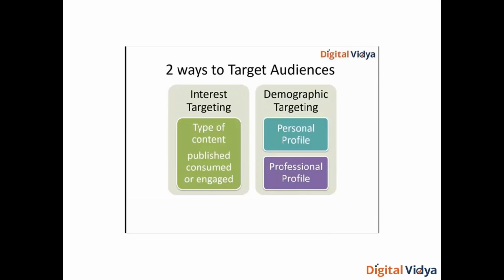So there are two ways to do audience targeting. First one is demographic targeting. What is demographic? Based on the personal profile or the professional profile. Personal profile is your name, age, gender, right? Whether you are married, unmarried, engaged, your status of relationship, right? Which area are you from, which location? That's your personal profile.